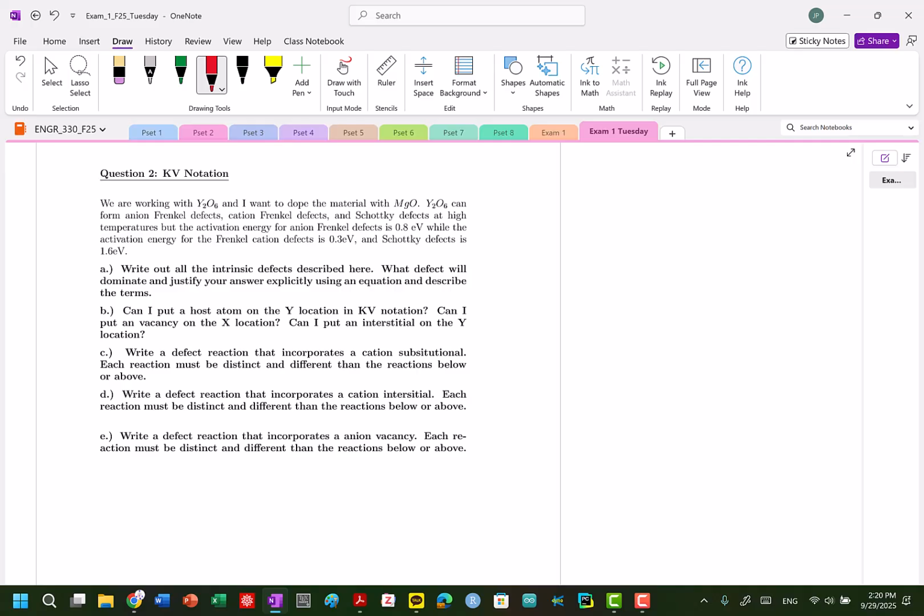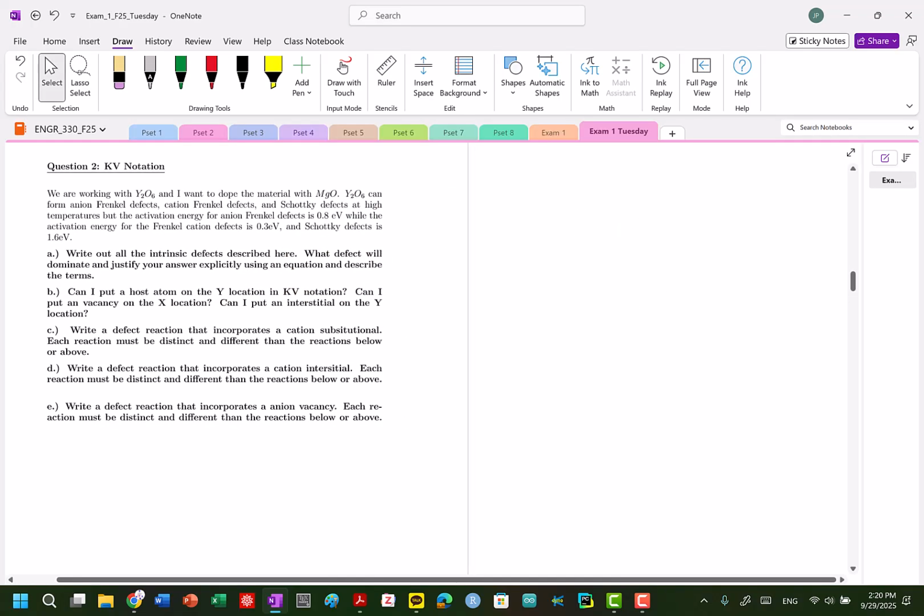Excellent. In our Kroger-Vink notation, we know that we can put the impurity on the X. We can put a vacancy here. We also know we put the host on the Y, and we can put an interstitial here as well. And Z is the change going from Y to X in terms of the charge. So can I put a host atom on the Y? No. Can I put a vacancy on the X? Yes. Can I put an interstitial on the Y? Yes. Excellent. We need a defect reaction that incorporates a cation substitutional.